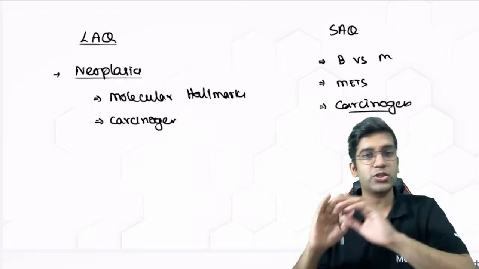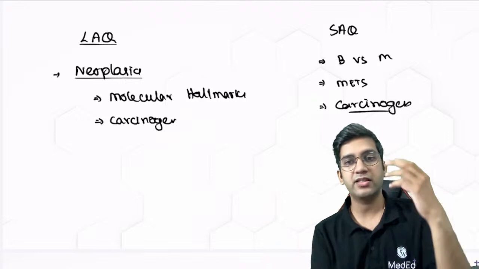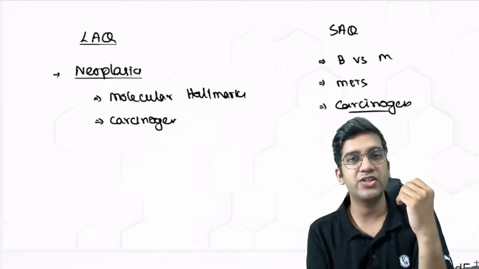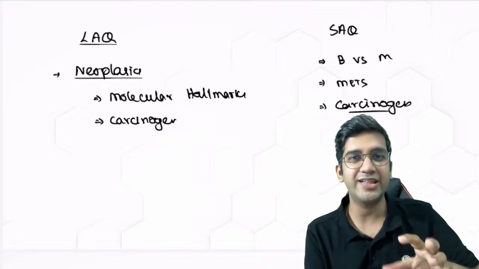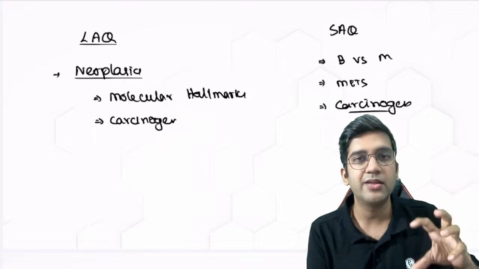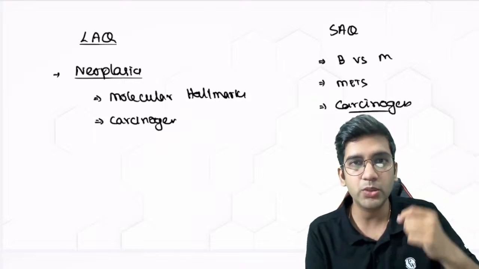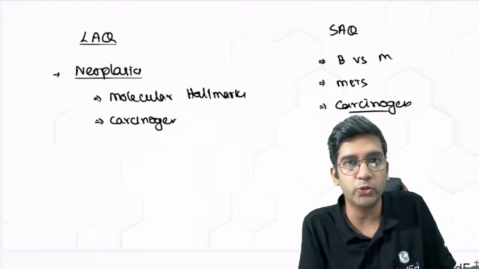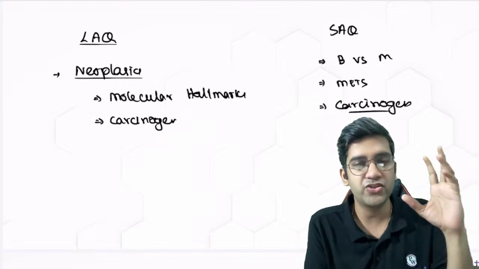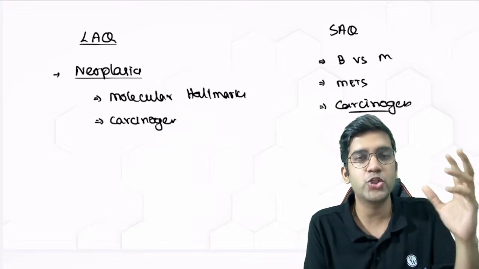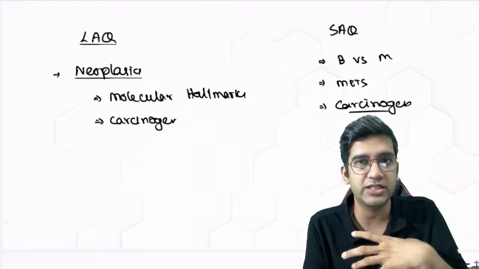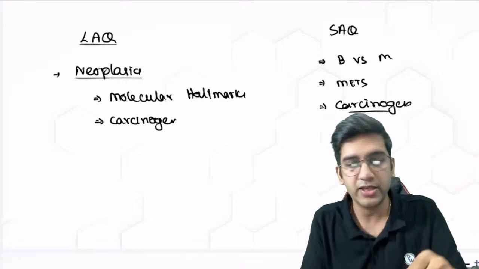The reason I'm putting carcinogens in both places: let's say there's a 60-year-old person with a history of hemoptysis, and on a CT there's a 2 centimeter mass in the hilar region. Can anyone comment what type of cancer I'm talking about? A 50 or 60-year-old, history of smoking, CT scan shows a 2 centimeter lesion in the hilar region. What cancer is it? Anyone?